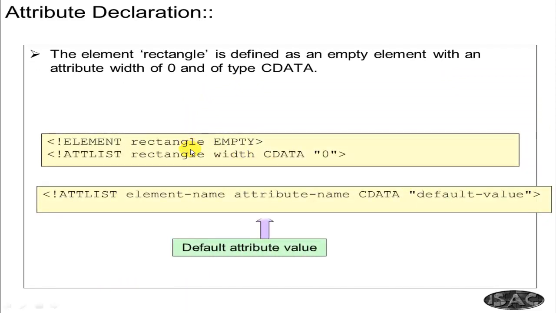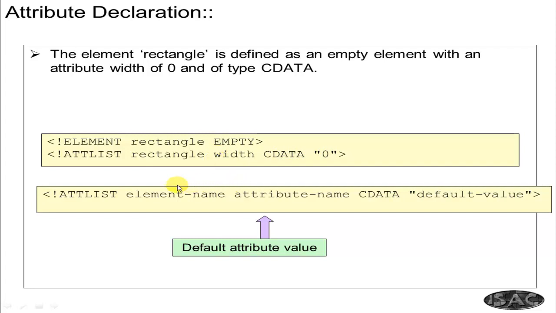Another example of a DTD: I can have a DTD with an element called rectangle and an attribute list of rectangle, width CDATA 0. What it means is that rectangle must take an attribute called width which must have character data, and the default value will be 0 if you don't provide this attribute.